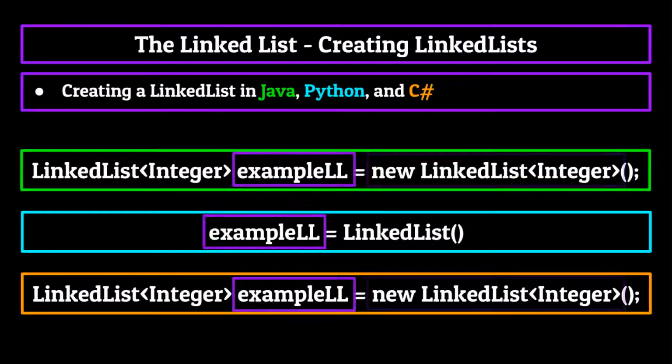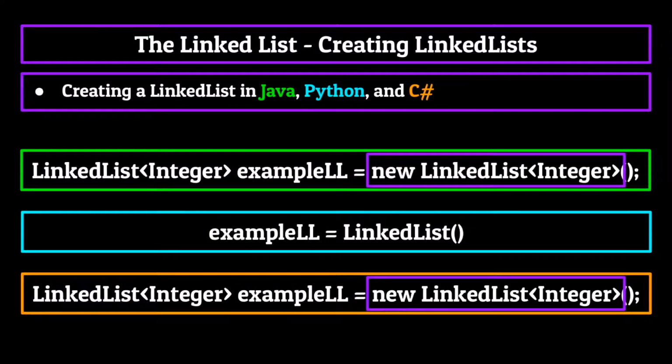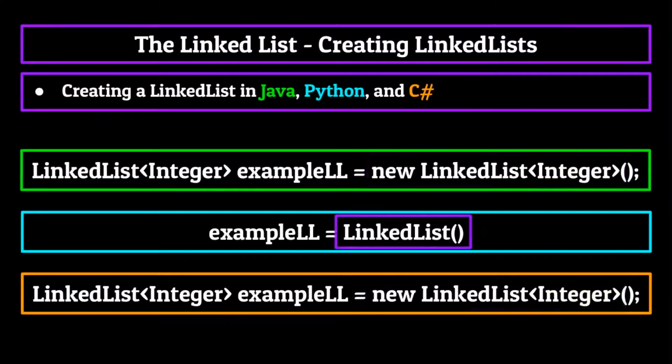Then, we set it equal to new linked list in both Java and C# with a set of less than greater than signs, with the added bonus that we have to specify the type of linked list we're creating within them. In Python, we simply set it equal to a new linked list class with a set of parentheses. Very common run-of-the-mill initializations, which is what we've really seen so far from these data structures. They're all very similar in definition, and you should start to see patterns emerging.